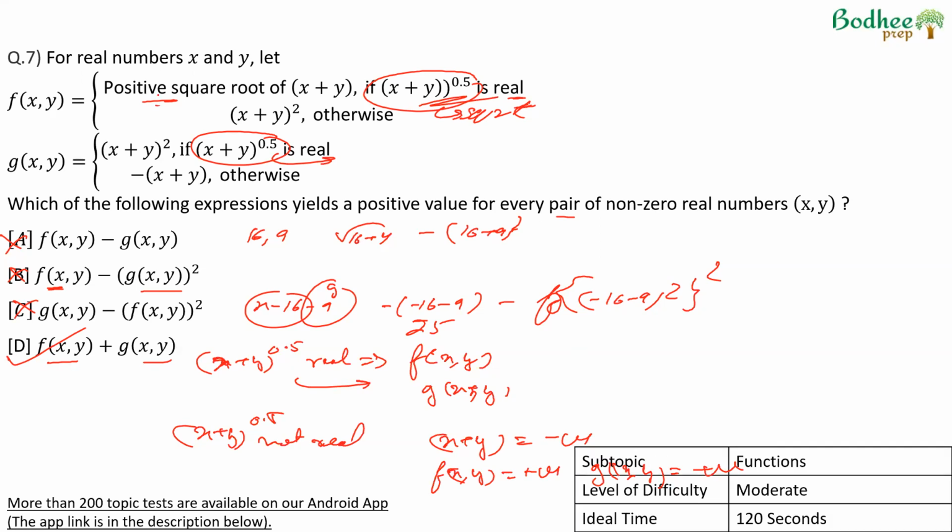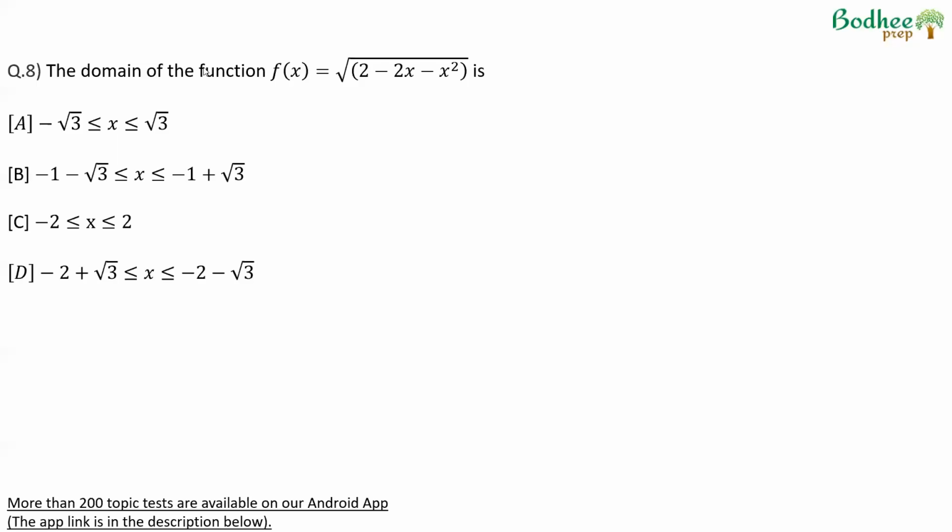Again, just taking the values of 16, 9 and then reversing and taking them as minus 16, minus 9 will give us the answer as option D, or we'll be able to eliminate A, B, C, and that should be good enough for us, 2 to 2.5 minutes to solve the question.